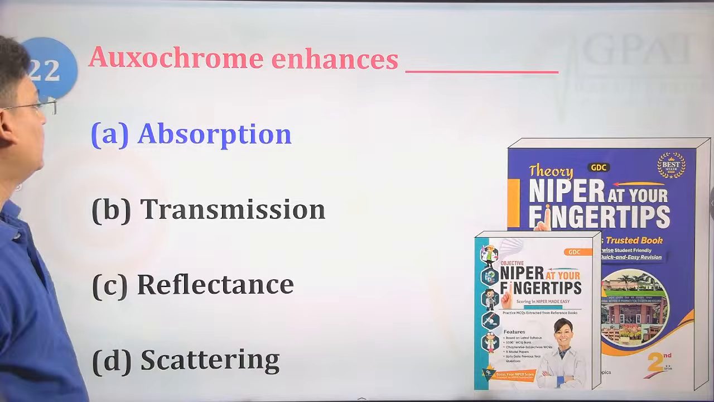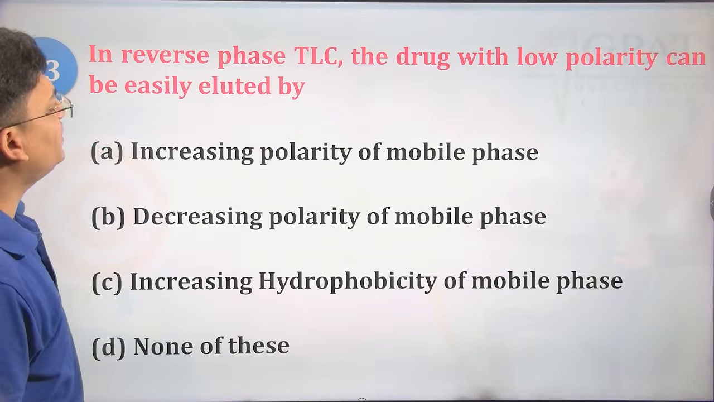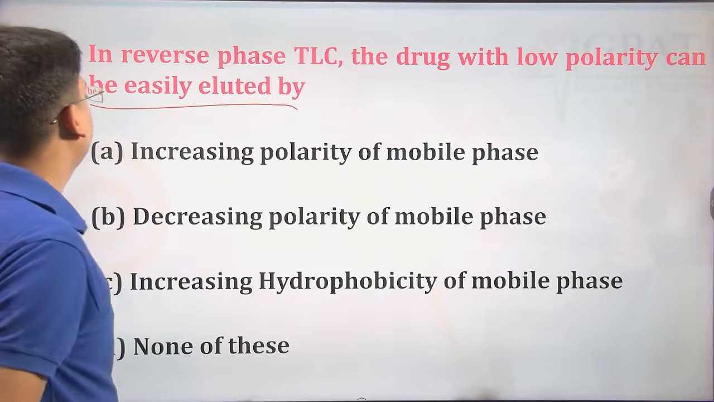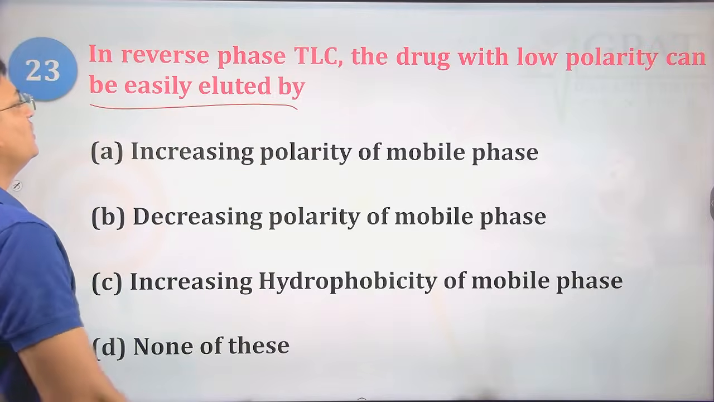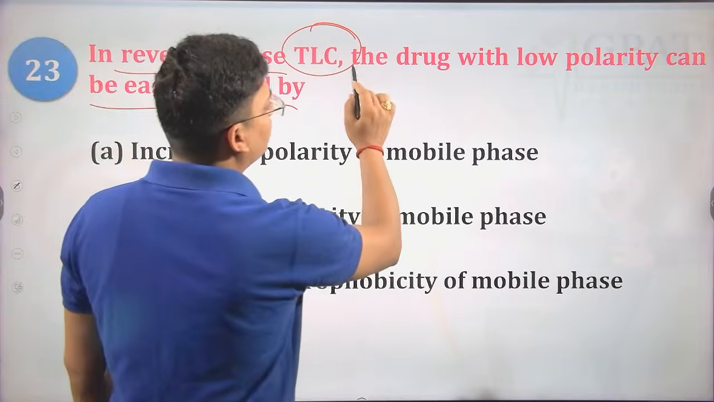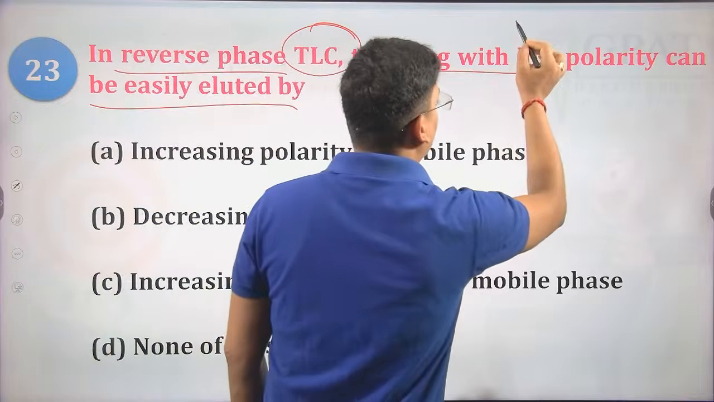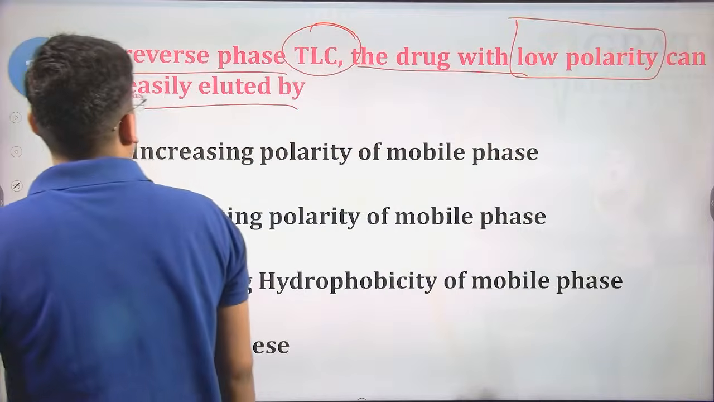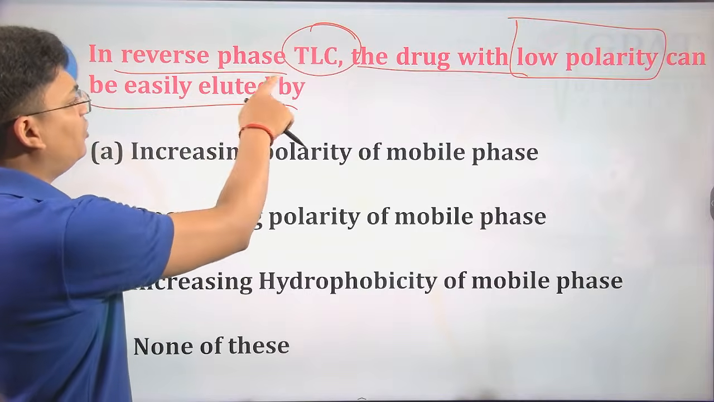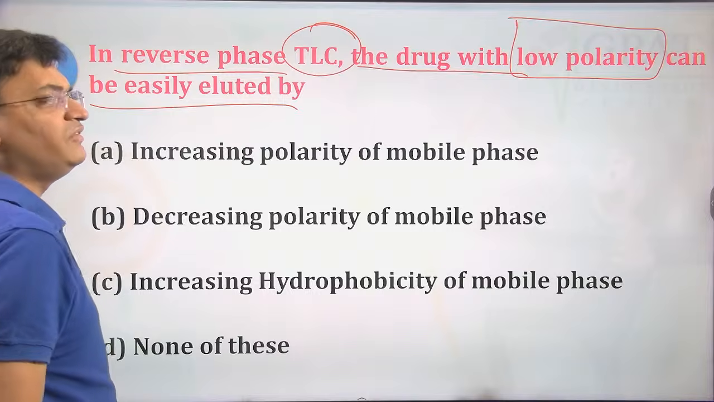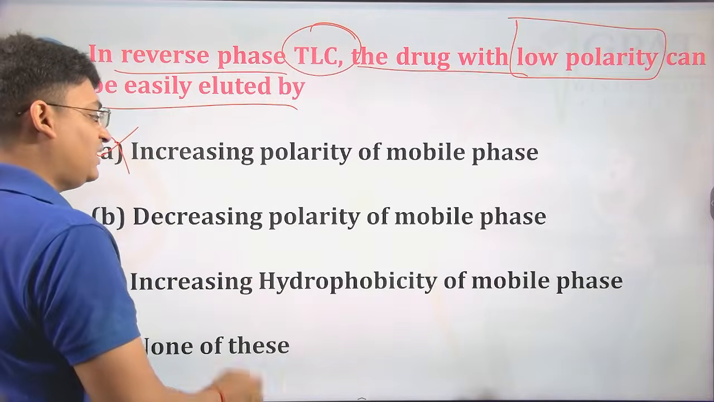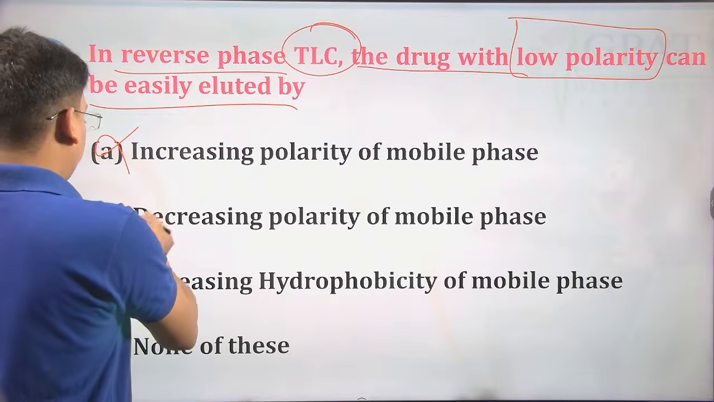All right. Absorptions. In a reverse phase TLC, the drug with low polarity can be easily eluted by what? In reverse phase TLC, we are talking about the drug with low polarity, so the drug can be eluted easily by decreasing the polarity of the mobile phase, not by increasing it. Yes, that is correct.